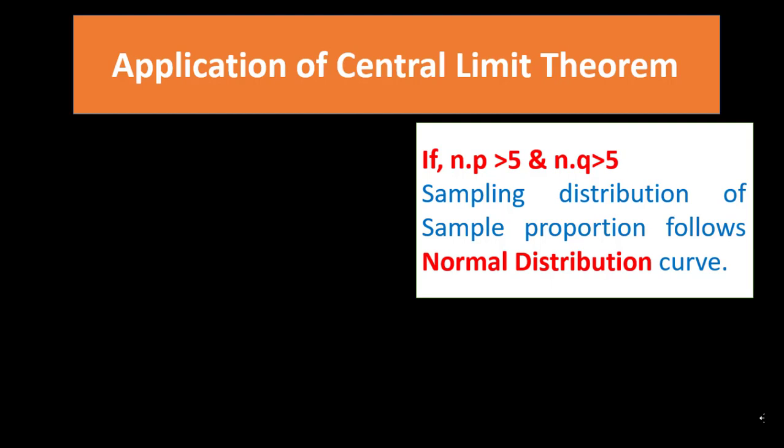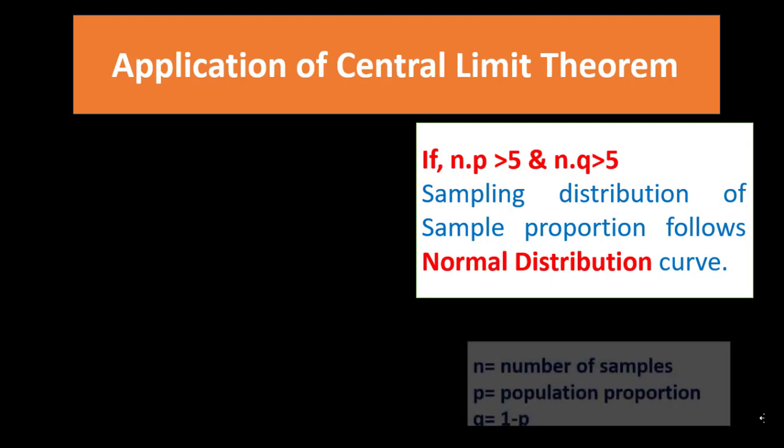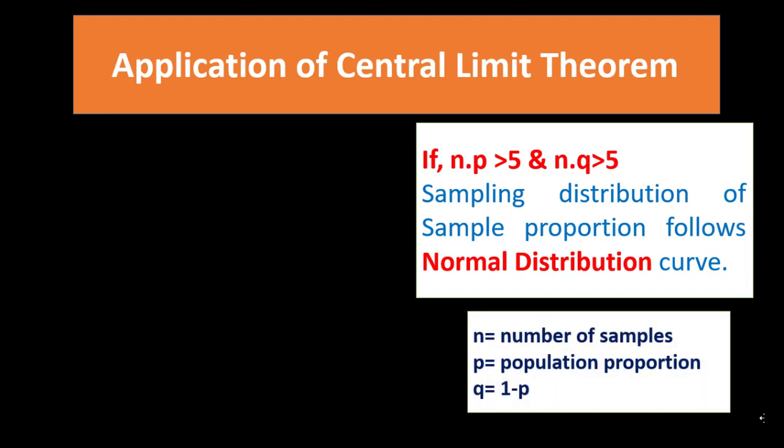Now let us try to understand what this says. First of all, we need to understand what n is. n is the sample size. p is the population proportion. What is the population proportion? Population proportion is the number of items in the population having the relevant characteristic divided by the total number of items in the population. And q is given by 1 minus p.